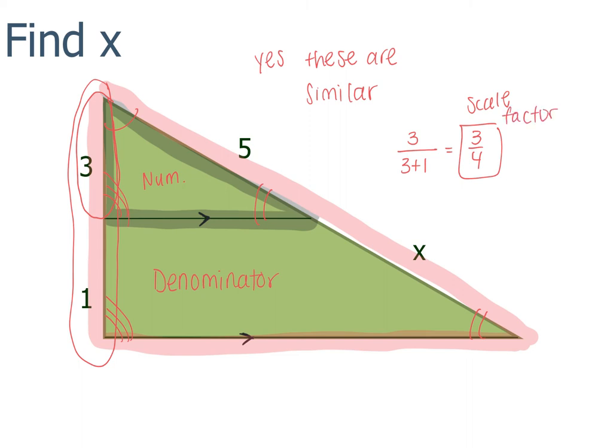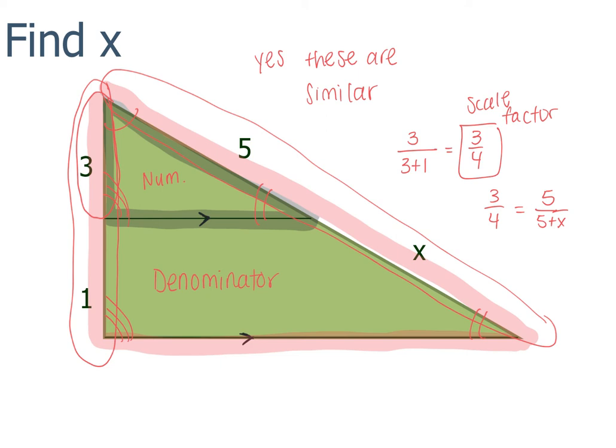Okay? Now we have to set that scale factor equal to something involving x. So this 3 over 4 is going to be equal to, what can we write as a fraction that involves x? 5 over, but it's not just x. 5 in my numerator, what goes in my denominator? It's not just x. 5 plus x. There we go, Juliana. It's 5 plus x. Very good. Do you see how this whole side is the larger triangle? You have to add the two lengths together.